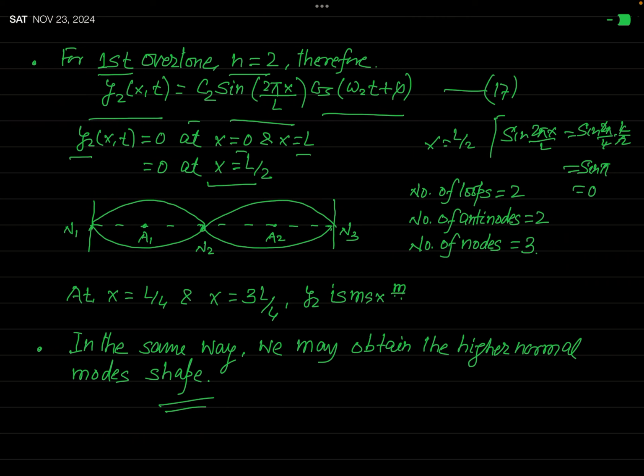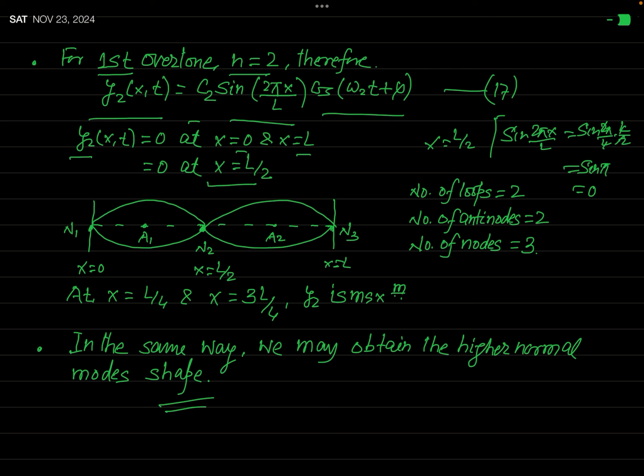Therefore, there will be a node just between these two points, x equal to 0 and x equal to L. At this point x equal to L by 2, the displacement is permanently 0, although this point is not clamped. The points at n1 and n3 are permanently clamped, so they are permanently at rest. But this point n2 is not clamped, yet it remains permanently at rest. This is the nodal point.